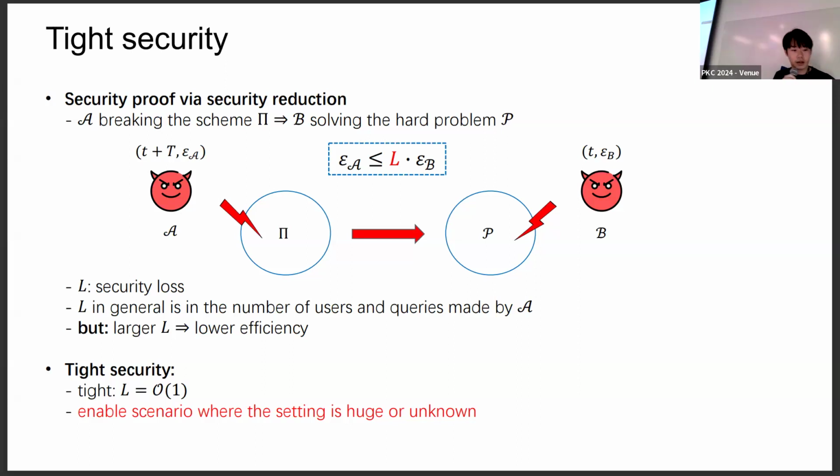In general, L is the number of users or queries made by the attacker, but log L can result in lower efficiency. So tight security is desired, where L is constant, which means L is independent of the number of user queries made by the attacker. It enables a scenario where the setting is huge or unknown.